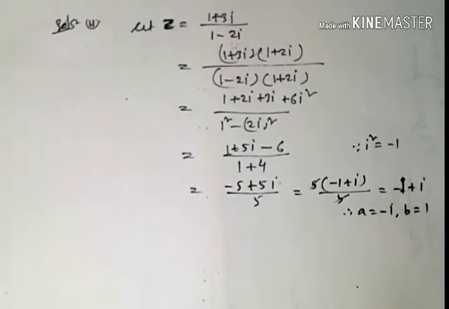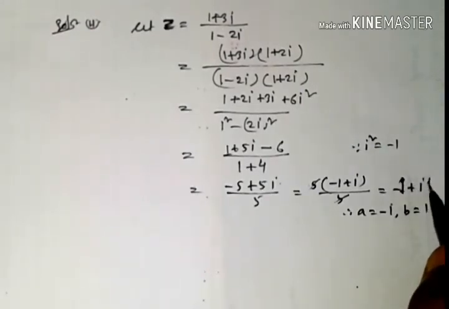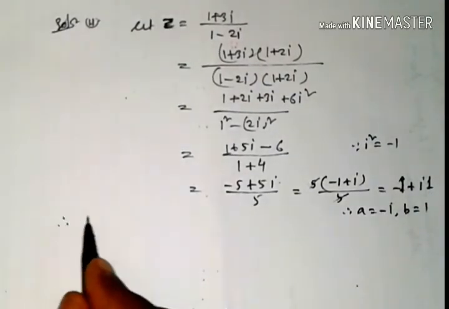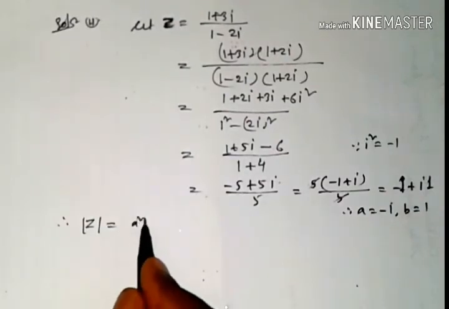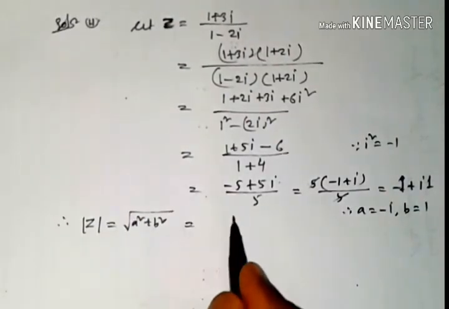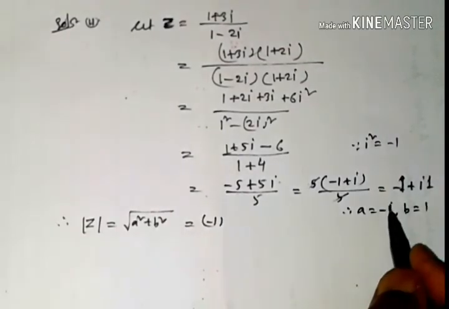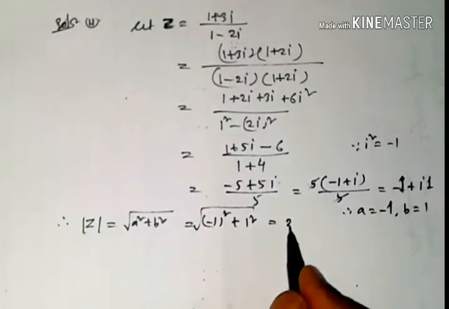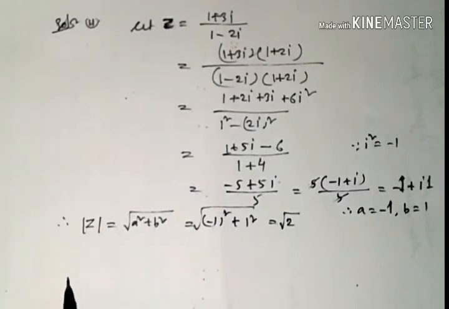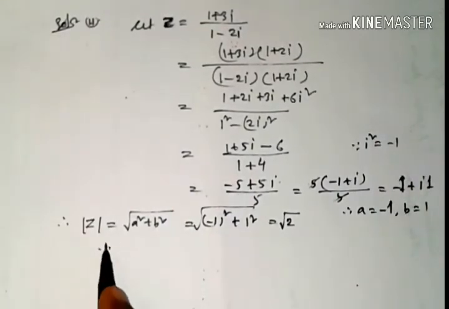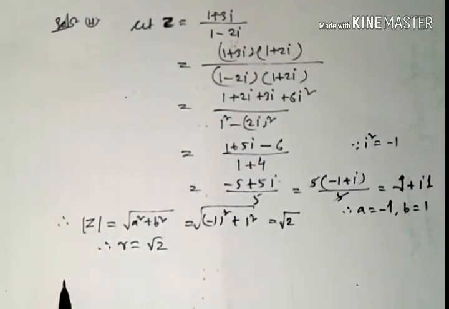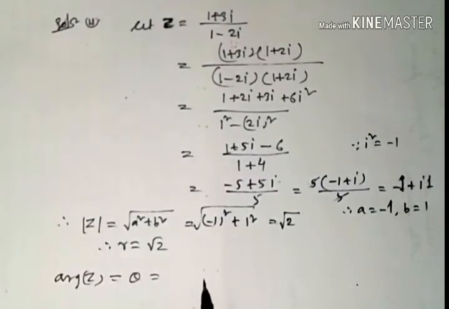Here minus 1 plus i, we can take a as minus 1 and b as 1. Therefore, modulus of z is equal to root over a square plus b square, as a means minus 1 square plus 1 square, that is root 2. Therefore R is equal to root 2. Now we find out arg z. This can be taken as theta.